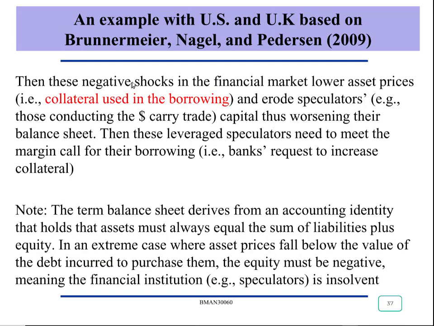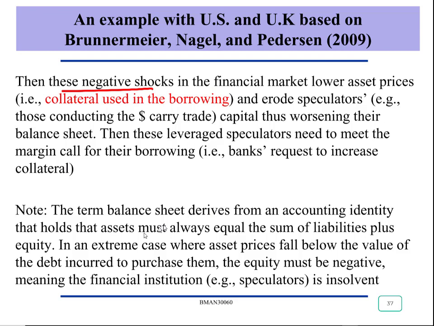Then these negative shocks in the financial market will lower asset prices in financial market. Remember, when the speculators borrow money and make a leveraged investment, they need to put some collateral. Normally, they will use some of the assets they have in their balance sheet as collateral. So this negative shock will lower the value of this collateral, and this will erode the speculators' capital in their balance sheet. Then the lender to these speculators will ask for more collateral, or if you don't give me more collateral, you have to pay back your borrowing. So the bank will request to increase collateral, the margin call.